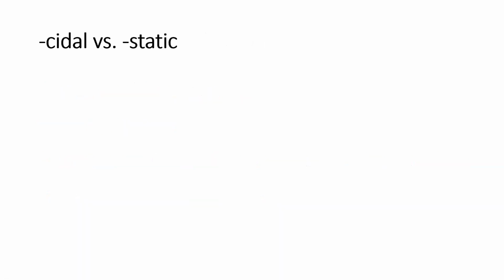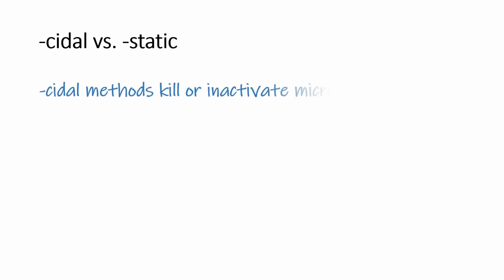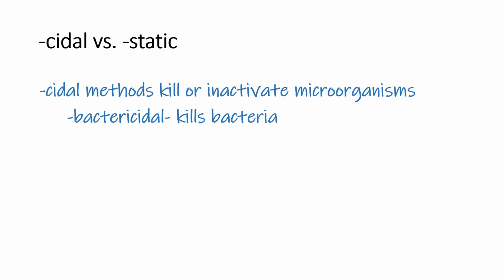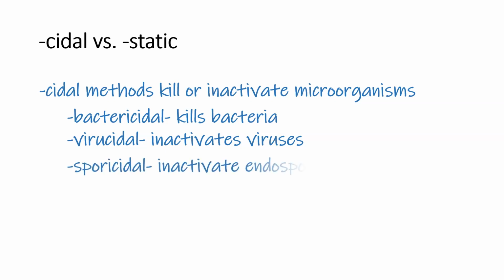When we are evaluating different microbial control tools, you will commonly see two different suffixes used to describe those tools: either -cidal or -static. Cidal methods are methods that kill or inactivate microorganisms. So, for example, bactericidal kills bacteria. Virucidal inactivates viruses. Sporicidal is something that inactivates endospores. So in my previous example, bleach is sporicidal.